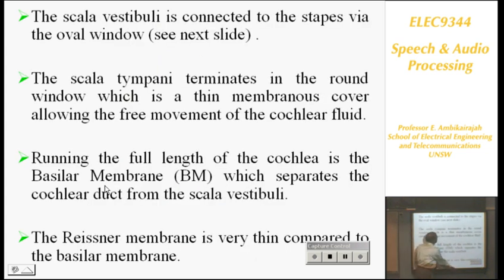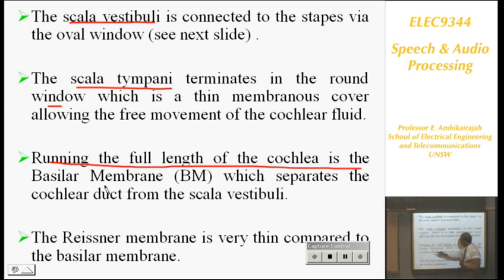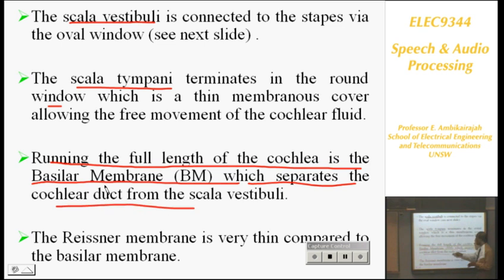So the two liquids we call scala vestibuli, which is connected to the stapes, and scala tympani, that's the fluid at the bottom, which is connected to the round window, which I show in the next slide. So running the full length of the cochlea is the basilar membrane, which is a frequency sensitive membrane, which separates the cochlear duct from the two liquids.